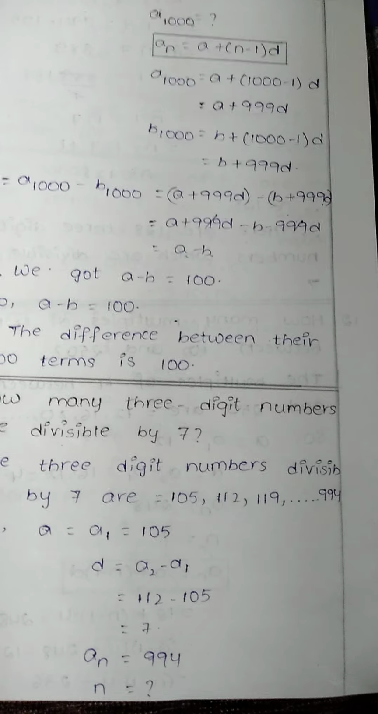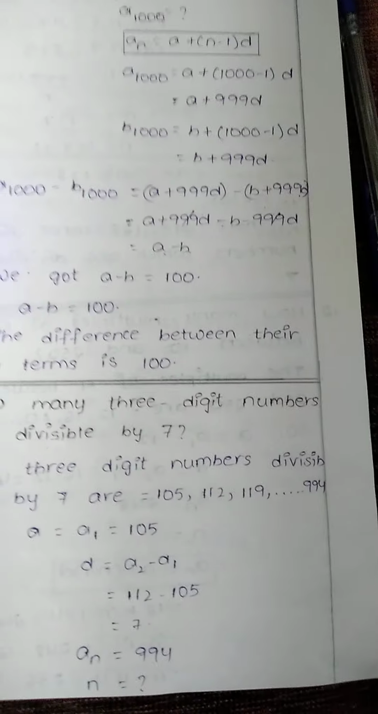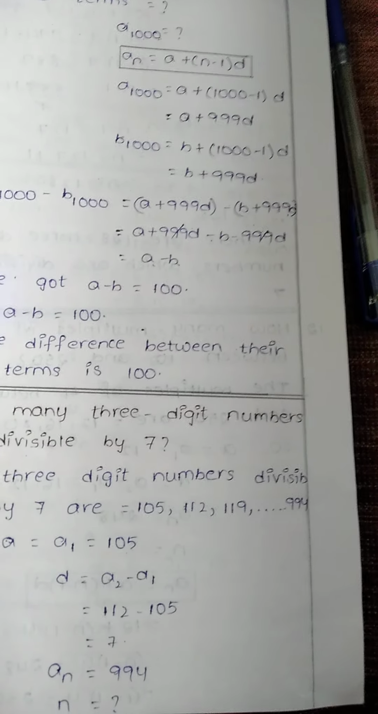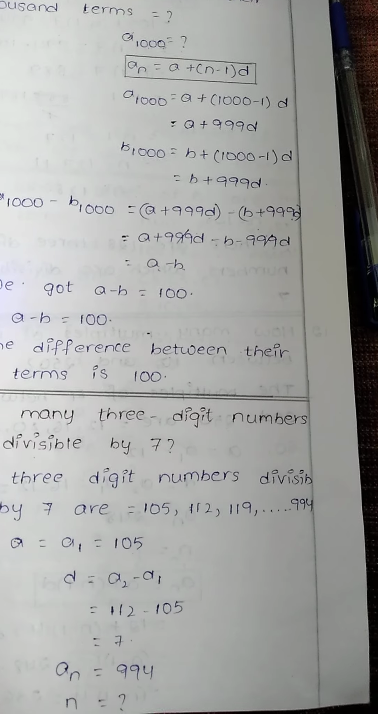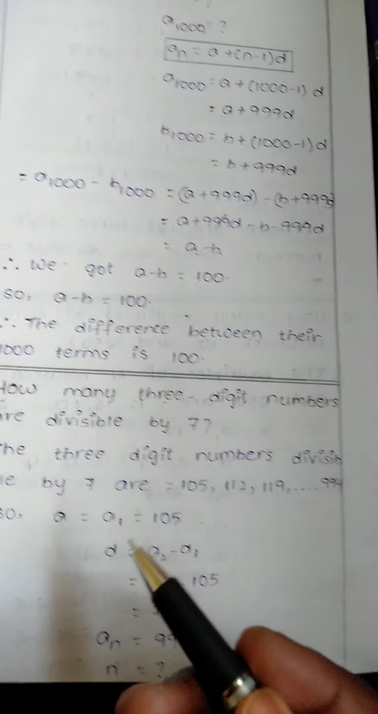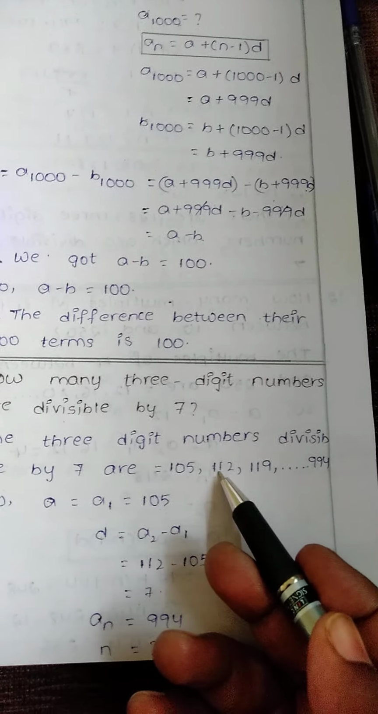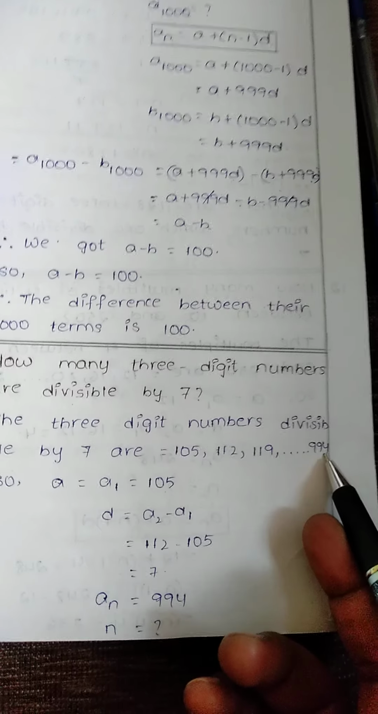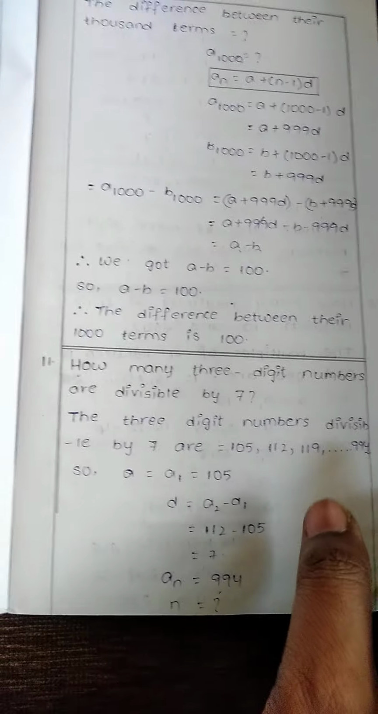The last term is 994. By seeing this only, we can say it is in AP. Like the questions before, where we find the n value, it is the same here. The a value is given, the d value is given, the Tn value is also given. So can we find the value of n? Yes, we can find the value of n.